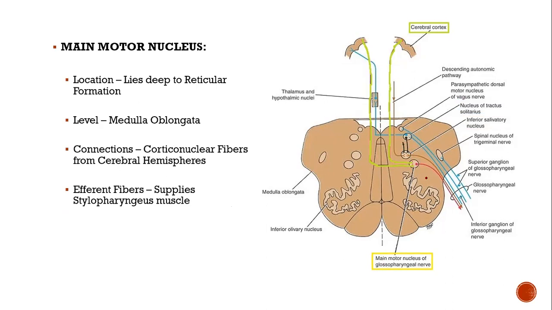If we talk about the main motor nucleus, it lies deep to the reticular formation at the level of the medulla oblongata. This is a cut section shown of the medulla oblongata. You can clearly see the inferior olivary nucleus. And when you talk about the connections, the corticonuclear fibers from the cerebral hemisphere, shown in green in this diagram, are connecting to this main motor nucleus. And from there, the efferent fibers go and supply the stylopharyngeus muscle, which is one of the muscles of the pharynx, which you must have covered when they taught you pharynx in the RESPO module.